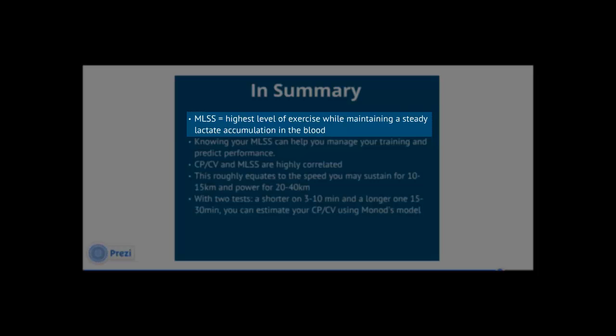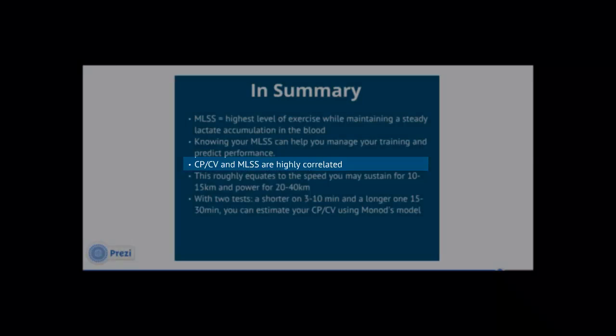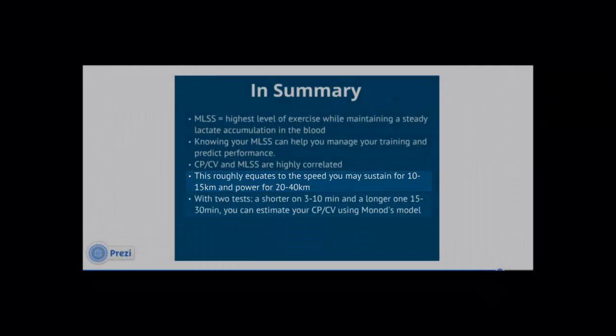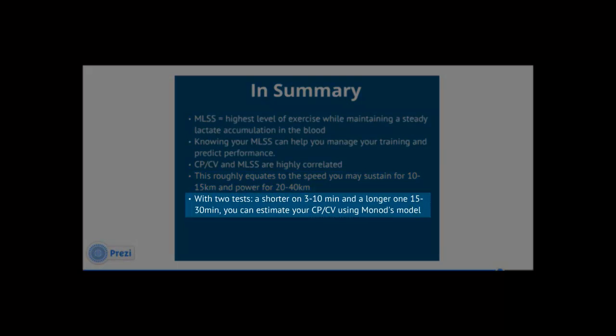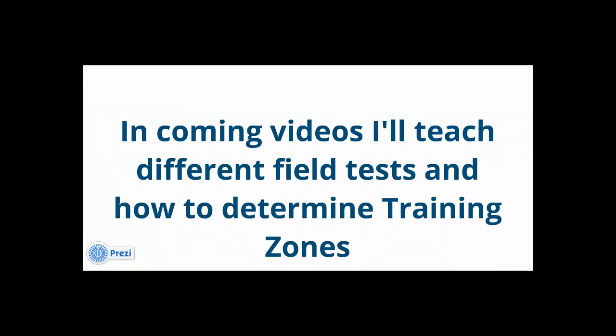In summary, MLSS is the highest level of exercise while maintaining a steady lactate accumulation in the blood. Knowing it can help you manage your training and predict performance. Critical power and velocity highly correlate with MLSS. This roughly equates to the speeds you may sustain for a 10 to 15k when running, or the power for a 20 to 40k. And you can estimate it using field tests. In coming videos, I'll teach you different field tests and how to determine your training zones.